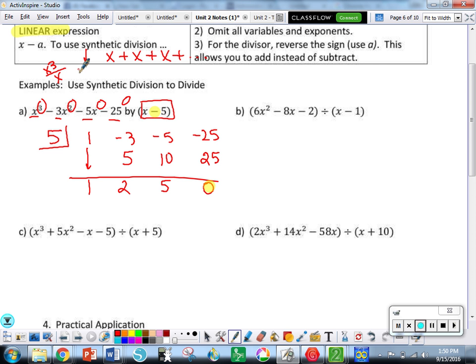The other thing, I divided a cubic by a linear. If I take 1x out of my cubic, how many x's would I have left? 2. So my final answer would be 1x squared plus 2x plus 5. This number right here is always 1 less than that number right there. Final answer, x squared plus 2x plus 5.